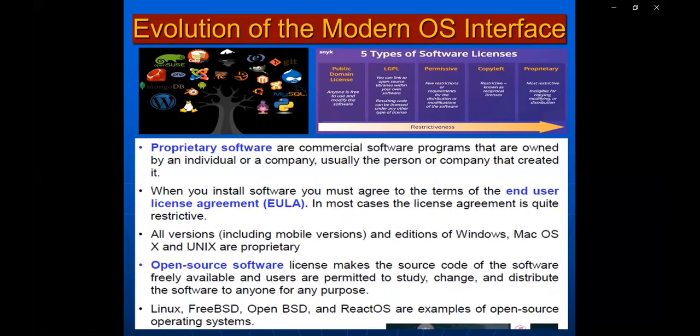When you purchase a program, you are purchasing the right to use it. The ways in which you can legally use it are defined by the license that comes with it. Proprietary software. Most commercial software programs are proprietary. That is, they are owned by an individual or a company, usually the person or company that created it.